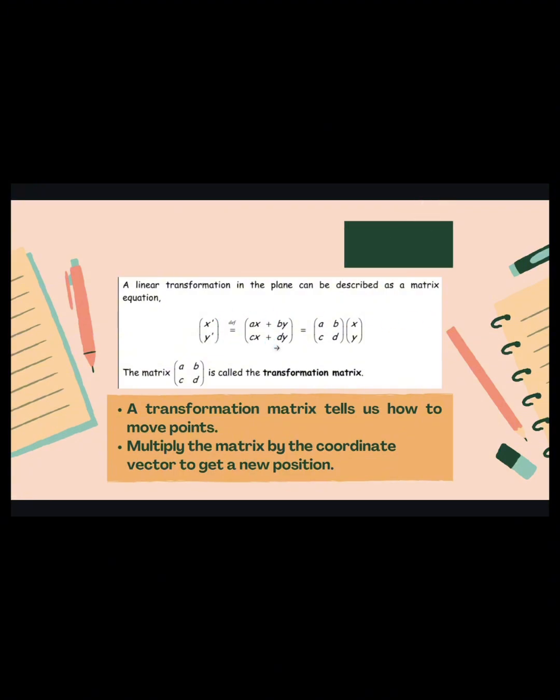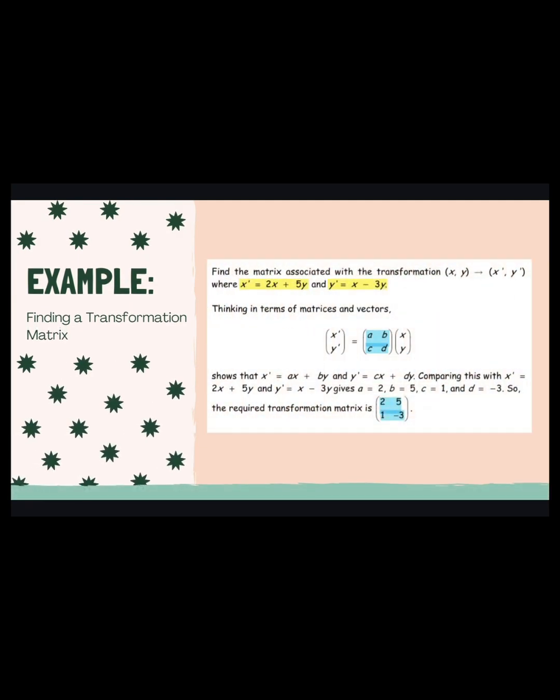Now let's see some examples of finding a transformation matrix. Given x' equals 2x plus 5y, this means a equals 2 and b equals 5 as the first row of the matrix. Given one more equation, y' equals x minus 3y, this means c equals 1 and d equals negative 3 as the second row of the matrix, as you can see here.